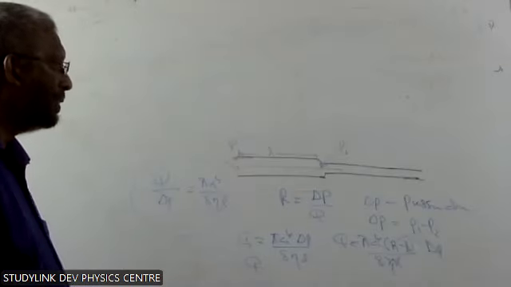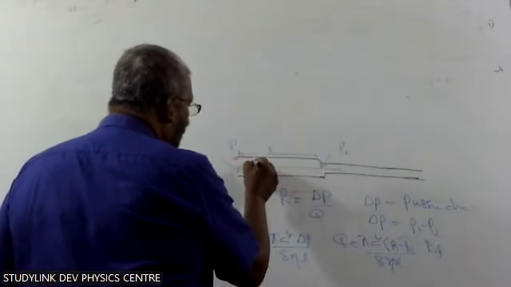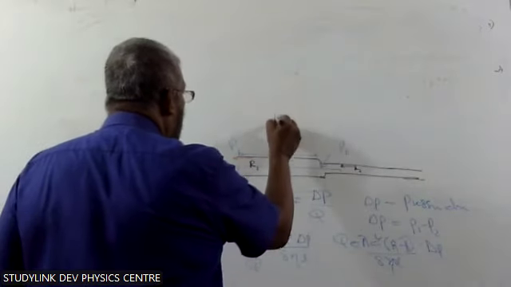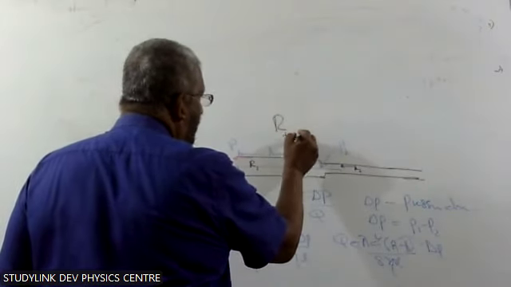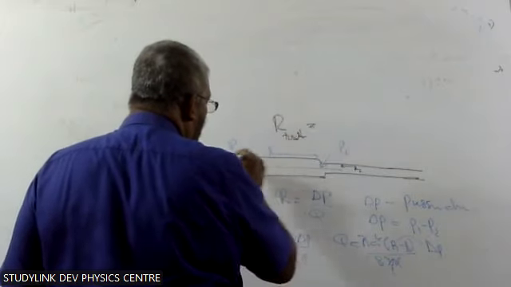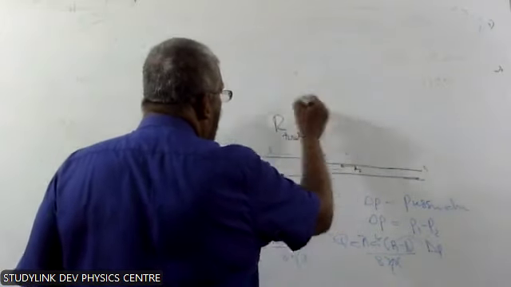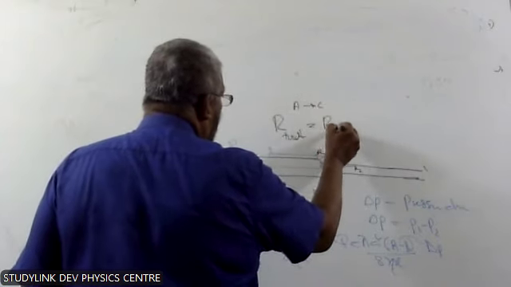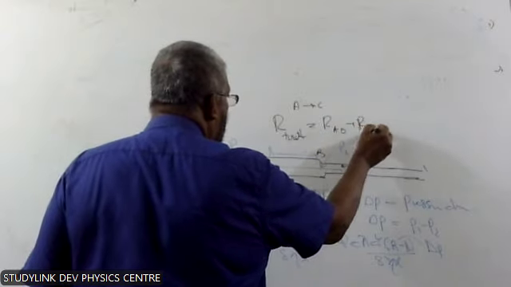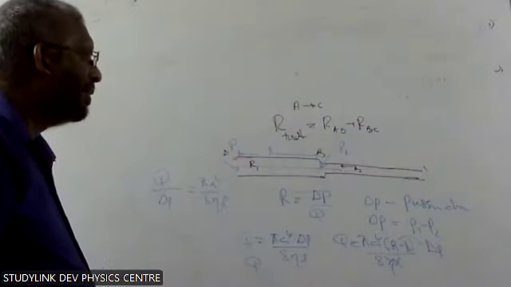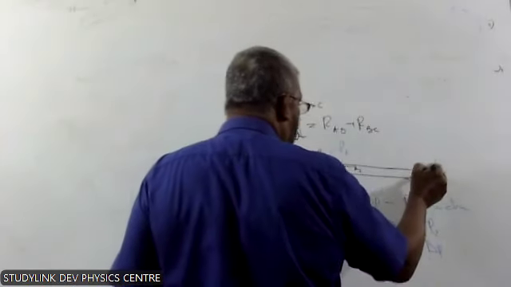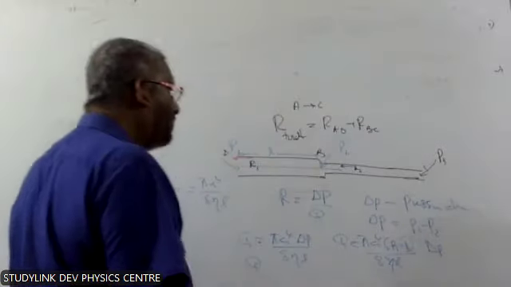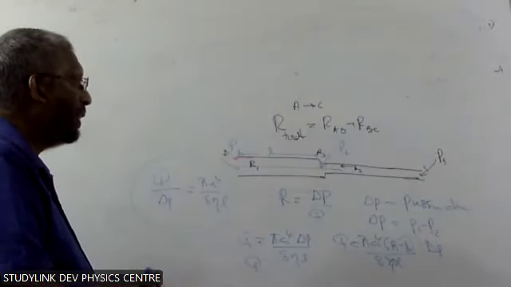But resistive force differs. We'll say here R1, here R2, then total resistive force R total is equal to, for the whole tube, A, B, C, A to C. That means RAB plus RBC. This is P3. If it is exposed to the atmosphere, P3 is P atmosphere. Note down.